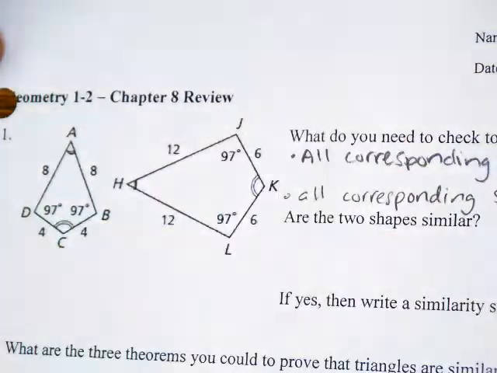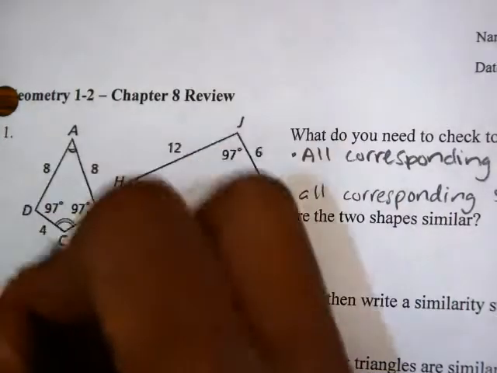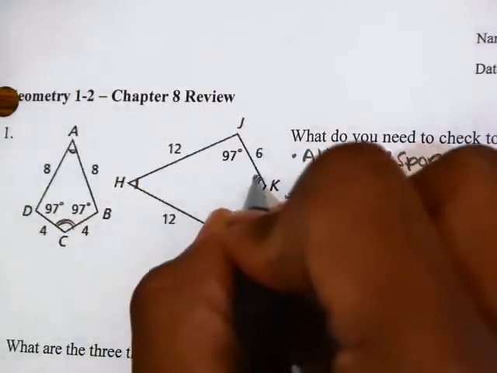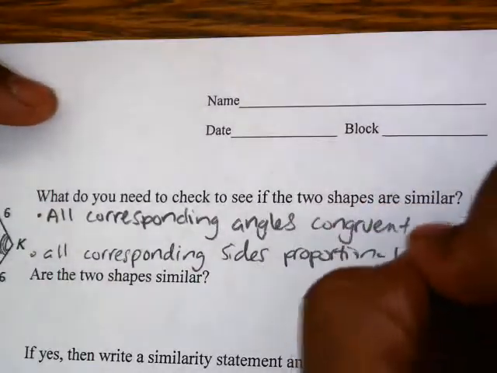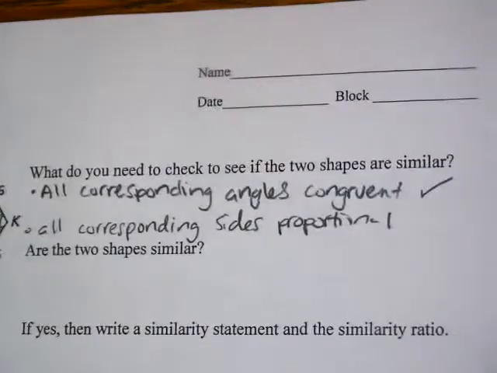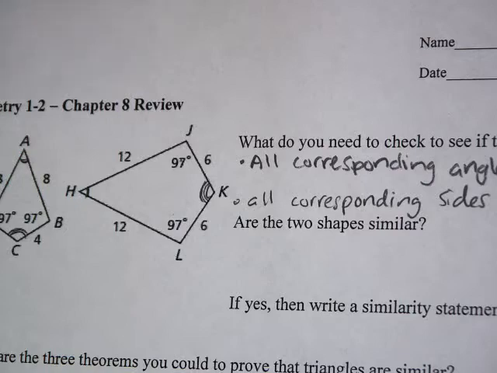Well, angle A and angle H are equal to each other. Angle C and angle K are equal to each other. And all the other angles are equal to 97. So all the angles are congruent. We have that part checked. The last part we need to check is if all the corresponding sides are proportional.